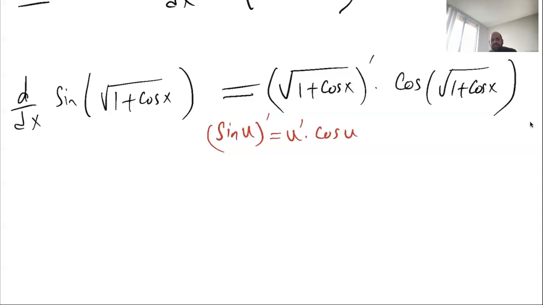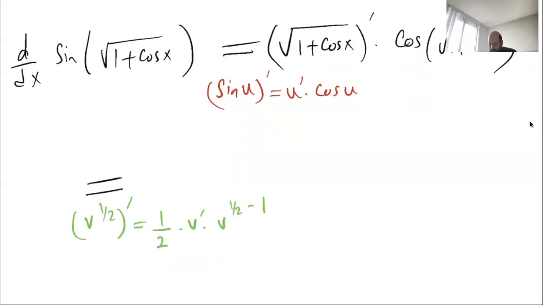Right? Now, what is the derivative of square root v? This one we also saw last time using the chain rule, right? Derivative of a function of the form v to power 1/2. Square root v means v to power 1/2. V to power 1/2 derivative is 1/2 v prime times v to power 1/2 minus 1, which is 1/2 v prime v to power minus 1/2.